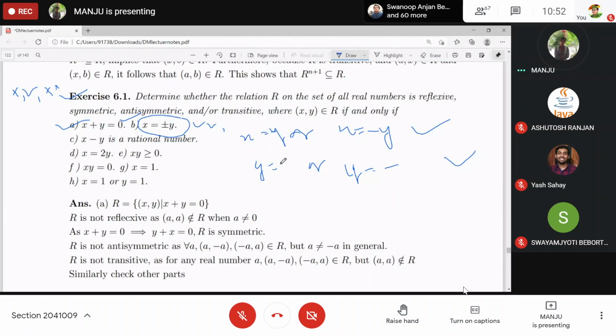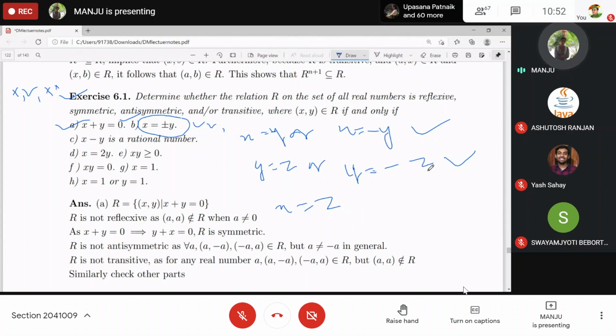Y, Z. Y is equal to minus Z. So x is equal to y. If you pick up these, x is equal to y, y is equal to z. From here you get x is equal to z, right? So x is related to z.